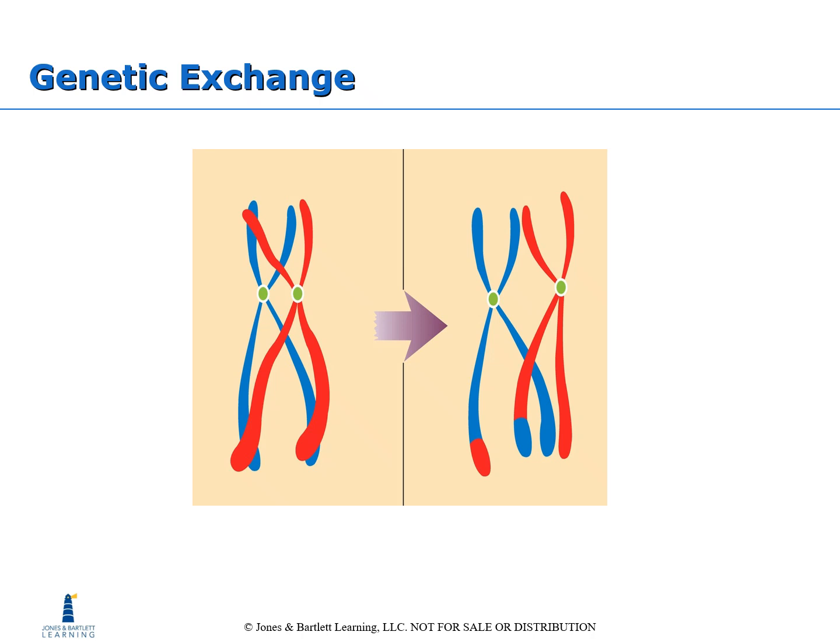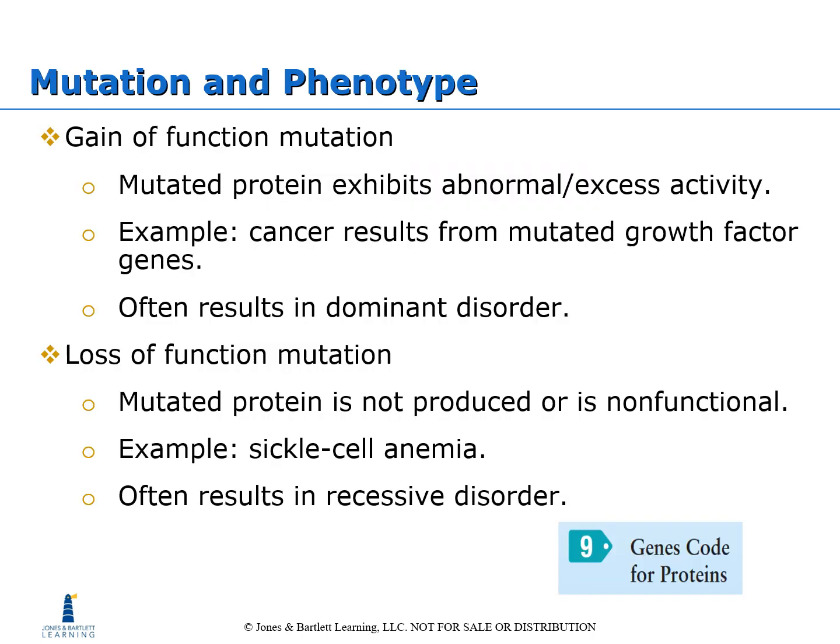The slide shows crossing over during meiosis. It's normal, but if it goes wrong, it can cause deletions, duplications, or translocation. Mutations can be gain of function. The protein is overactive or has a new activity. Example, cancer from mutated growth factor receptors. These tend to be dominant. Loss of function: the protein is missing or doesn't work. Example, sickle cell anemia. These tend to be recessive because one normal copy can often do the job.